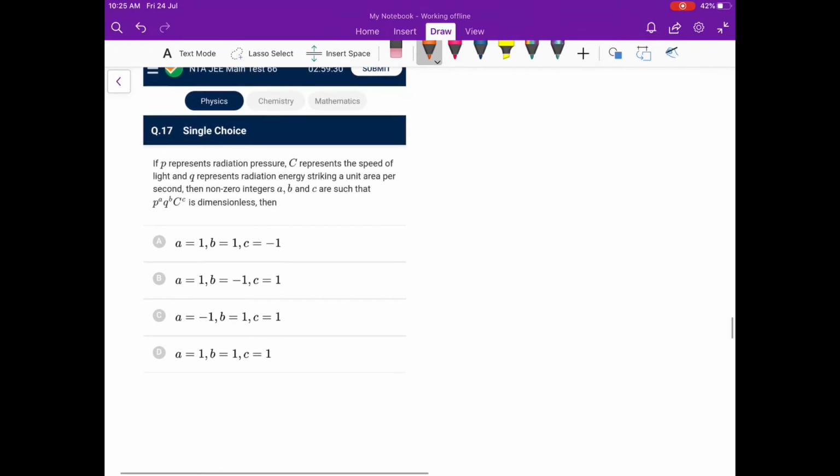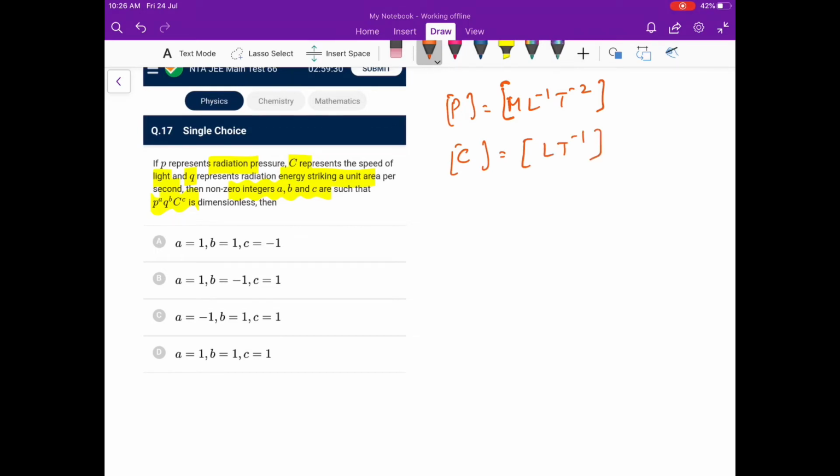If P represents radiation pressure, C represents the speed of light, Q represents radiation energy striking a unit area per second, then non-zero integers A, B, C are such that P to the A, Q to the B, C to the C is dimensionless. So we have to check dimensionless. Radiation pressure, whatever be the pressure, you know is force upon area, which is MLT minus 2 upon L square, that comes out as ML minus 1 T minus 2, that you are all aware of. Now C represents the speed of light, so it is LT minus 1, M0 you can write if you wish.